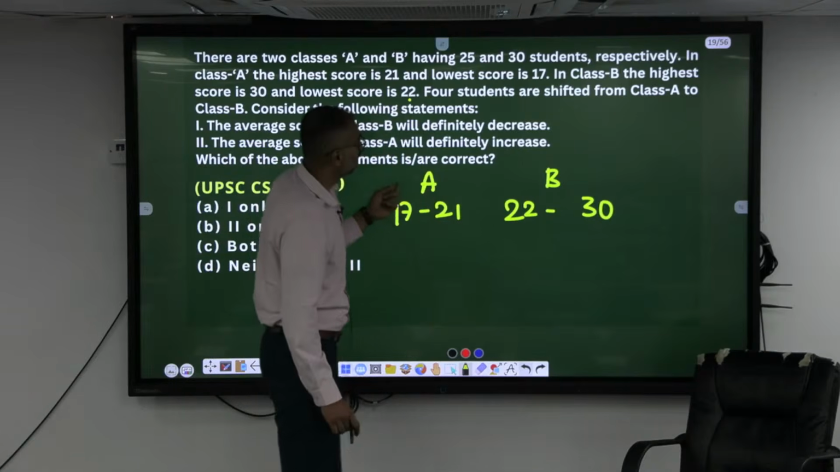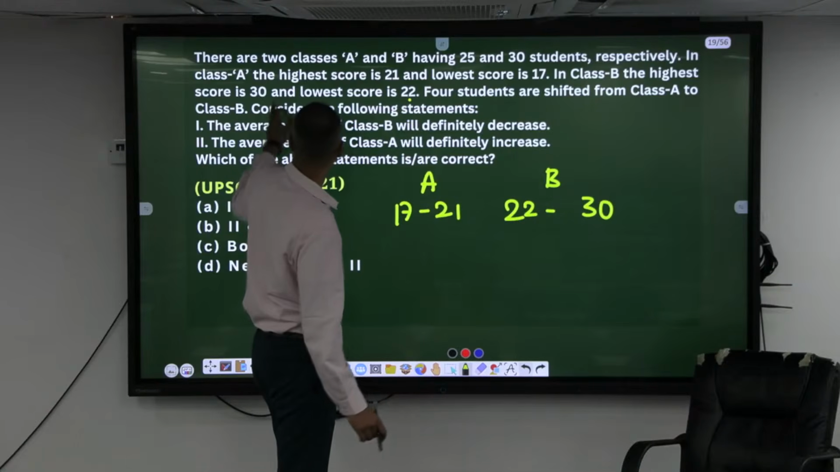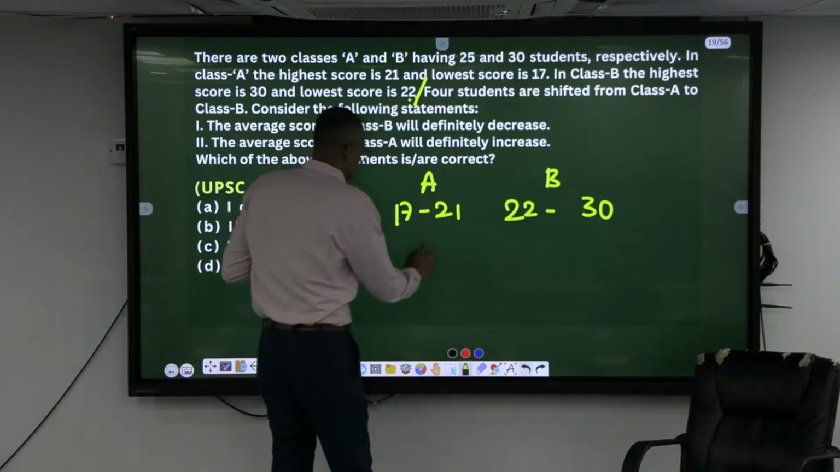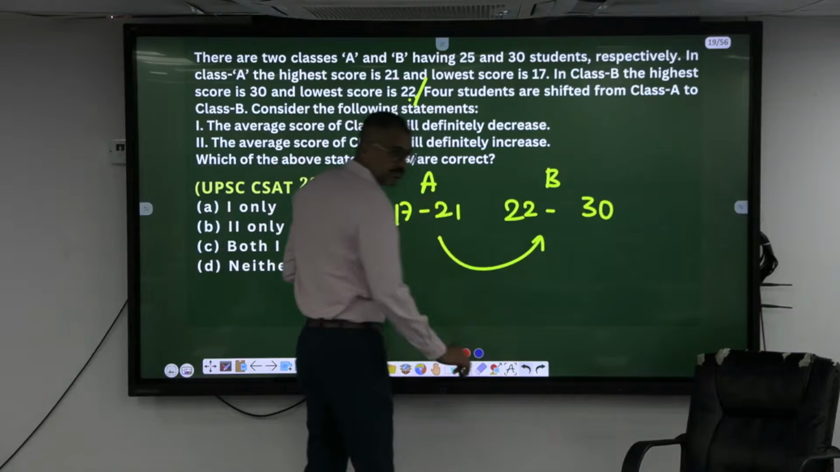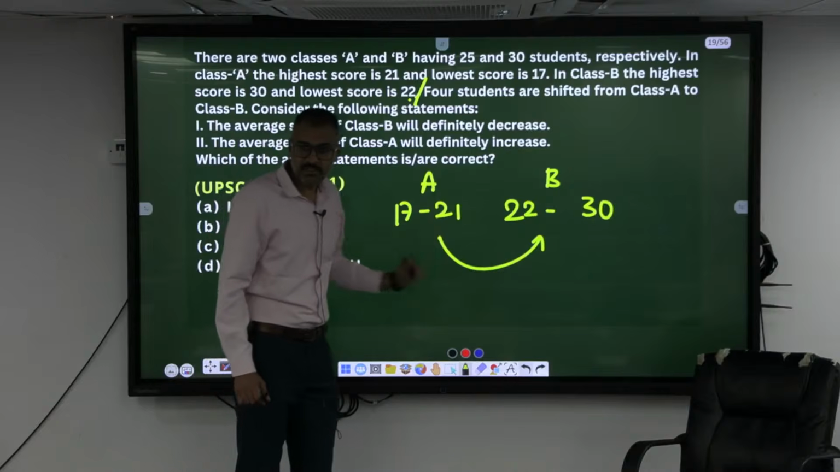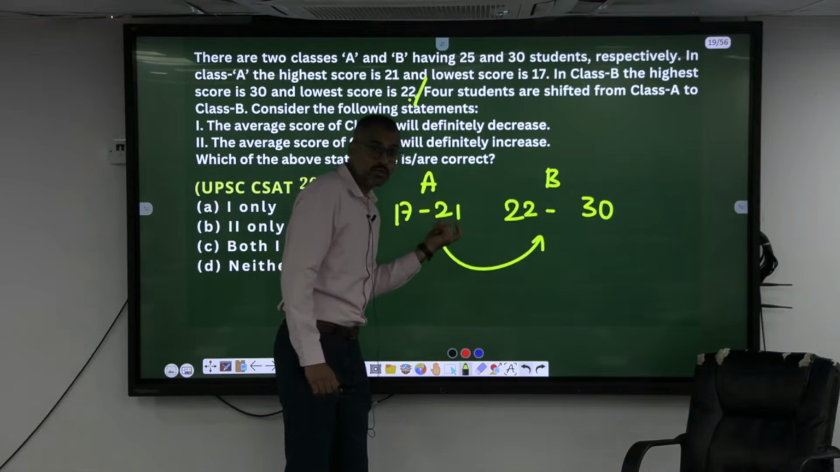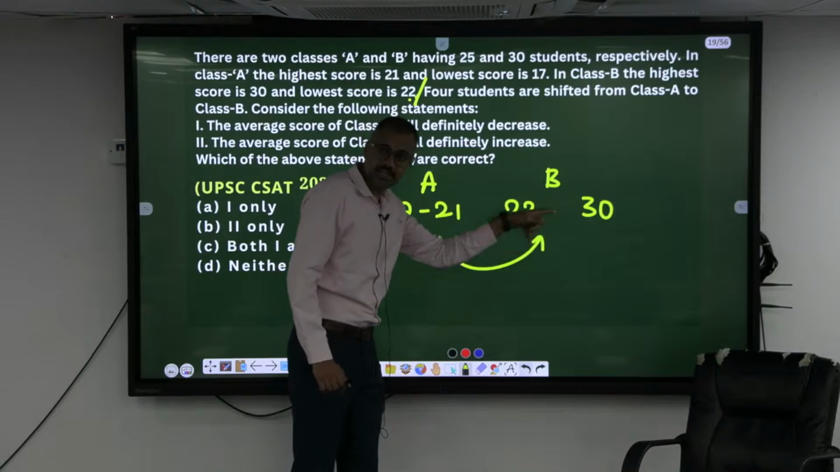What am I doing there? In class B, the highest score is 30 and least is 22. 4 students are shifted from A to B. I am shifting A to B. Even if I send the highest scorers of A to B, they become the least scorers, right?